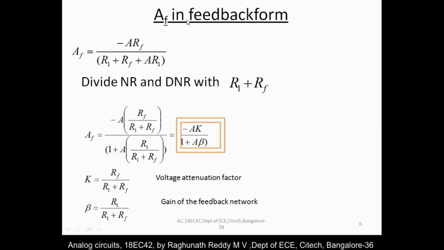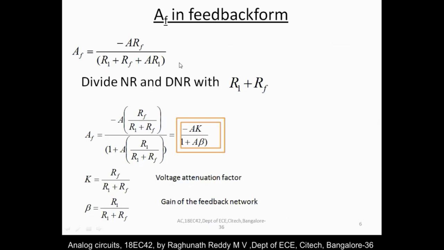Next, we can represent AF in feedback form. In order to represent AF in feedback form, AF equal to minus A into RF divided by R1 plus RF plus A R1. Divide numerator and denominator with R1 plus RF, so that we'll get AF equal to minus A into RF divided by R1 plus RF, divided by 1 plus A into R1 by R1 plus RF.